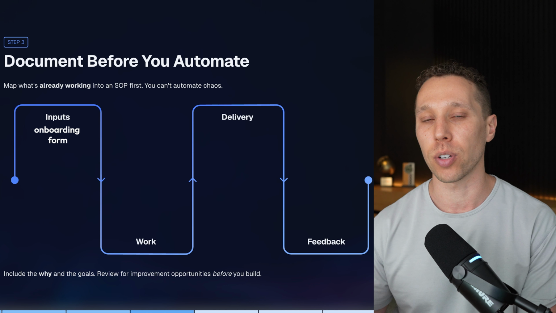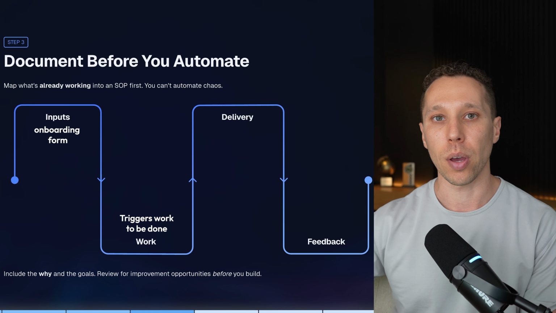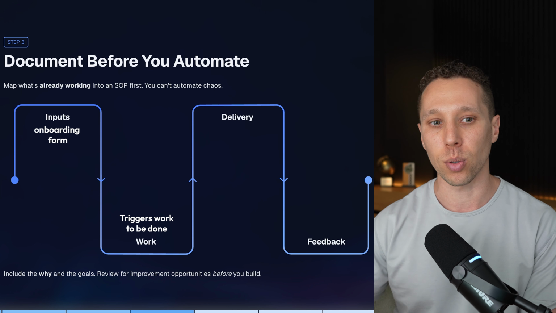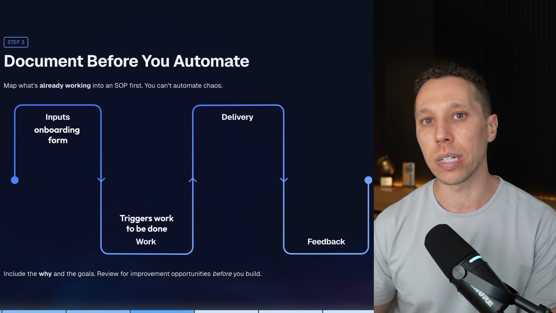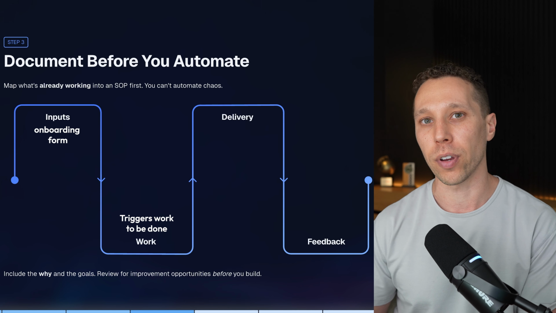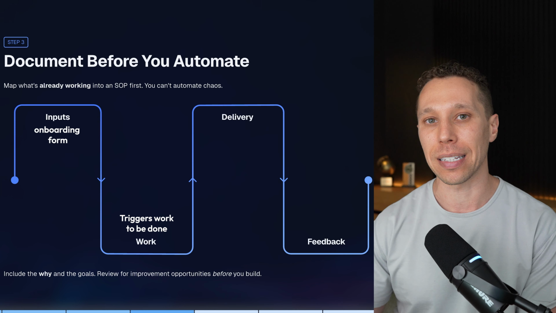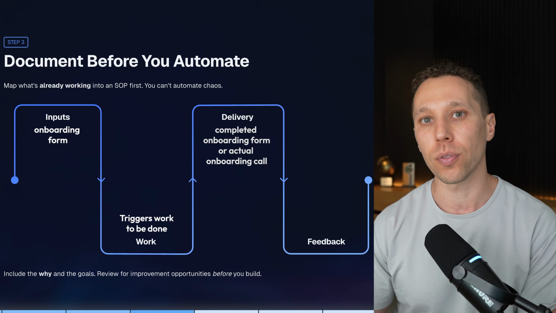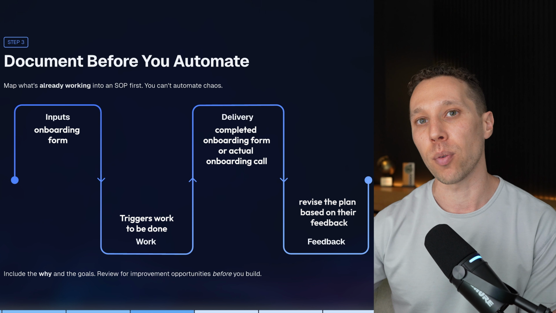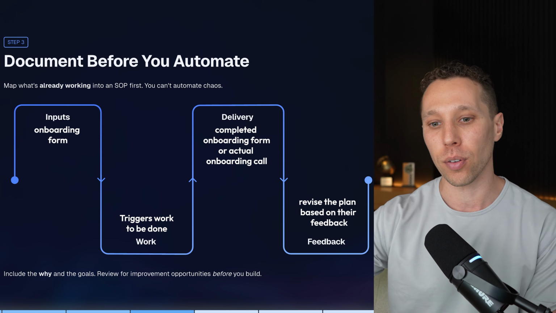They're signing the terms of service. They're giving background about the company. Then that input triggers work to be done. Now that work is deliver the service, come up with a strategy plan, whatever it is. And then we have to deliver that. So let's say in this example, the work is develop a really rich strategy plan and prepare for an onboarding call where we go over it and learn more and figure out how to adjust it so we can actually implement the strategy that they need. The delivery for this is probably either a completed onboarding form or the actual onboarding call. And then we revise the plan based on the feedback from that call, and then we send it to the client for approval.